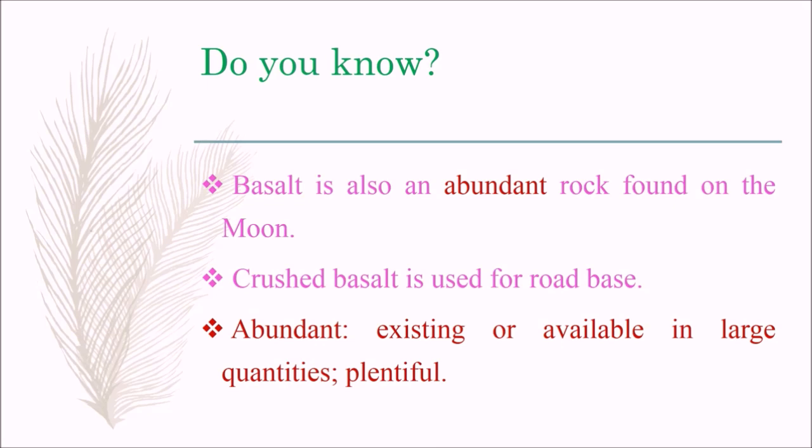Here, abundant means existing or available in large quantities. In other words, abundant means plentiful. So, basalt is also an abundant rock, meaning it is existing or available in large quantities, found on the moon. Crushed basalt is used for road base.